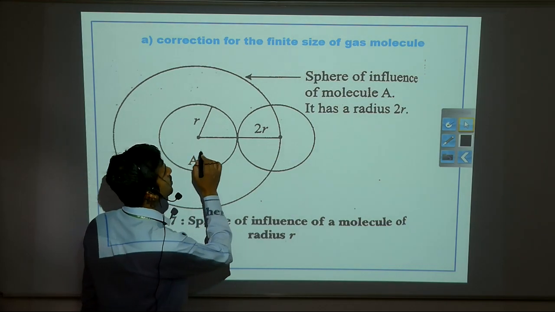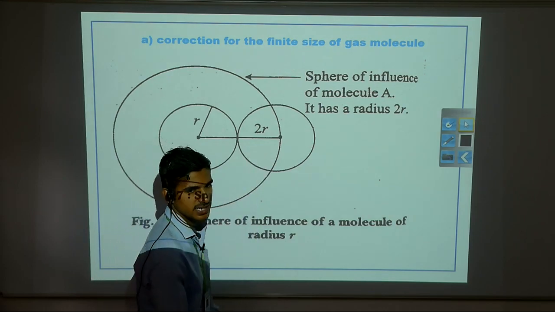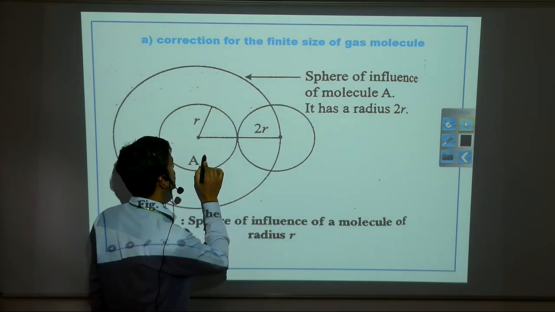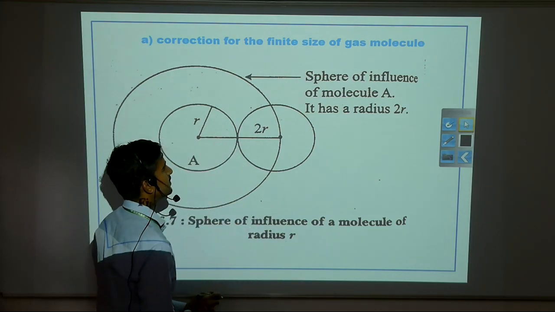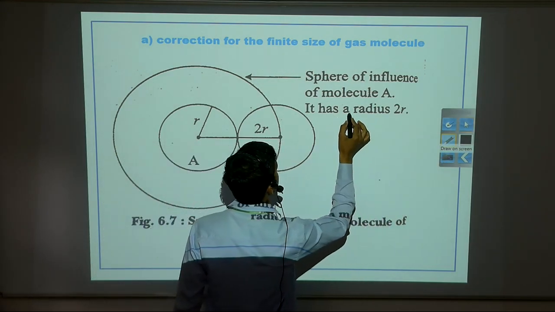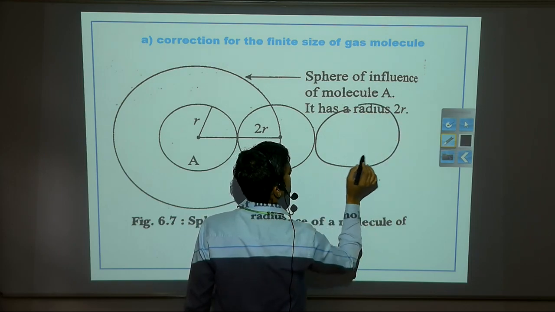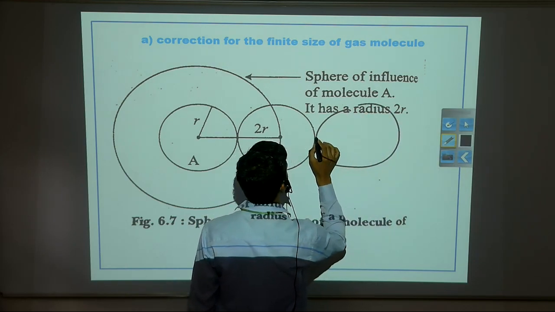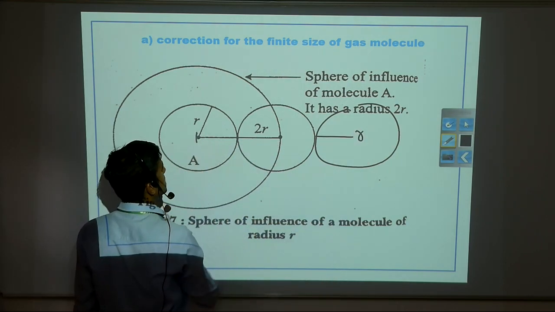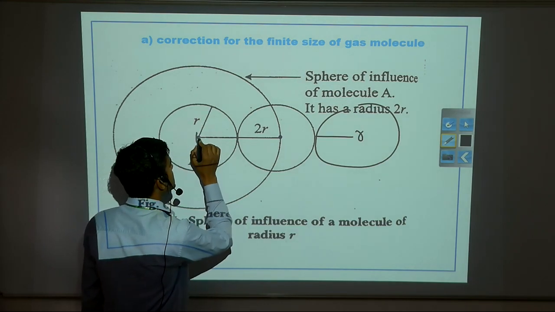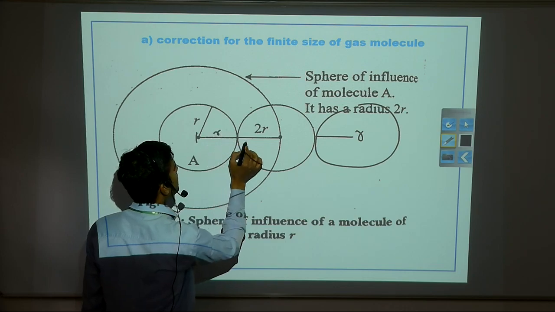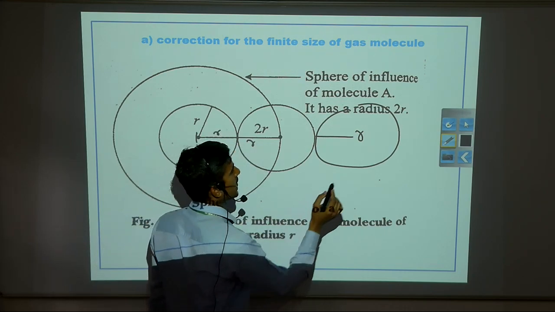This is the first molecule, this is the second molecule. We consider here that the gas molecule is spherical in shape. First molecule of radius r, second molecule of radius r, third molecule of radius r. The distance from the center of the first molecule to the center of the second molecule is r plus r, equal to 2r.